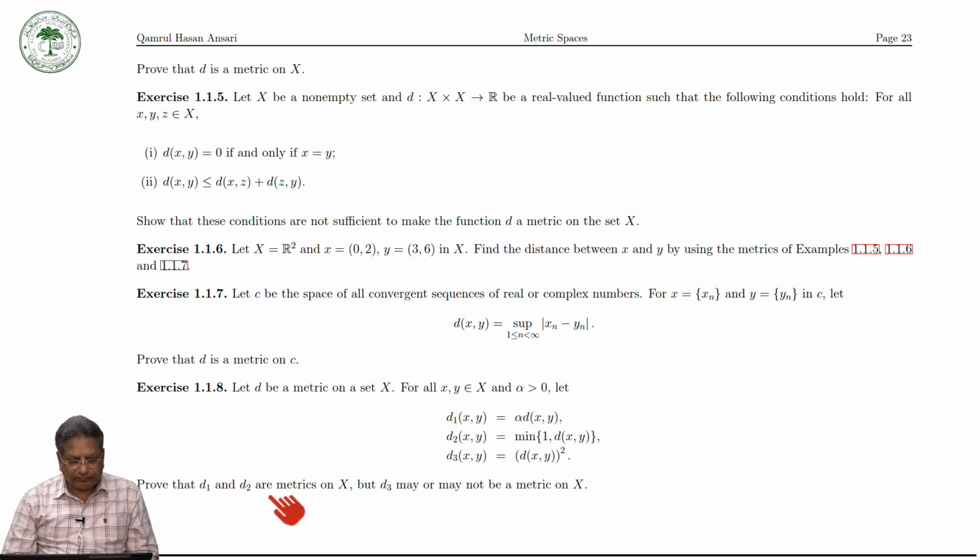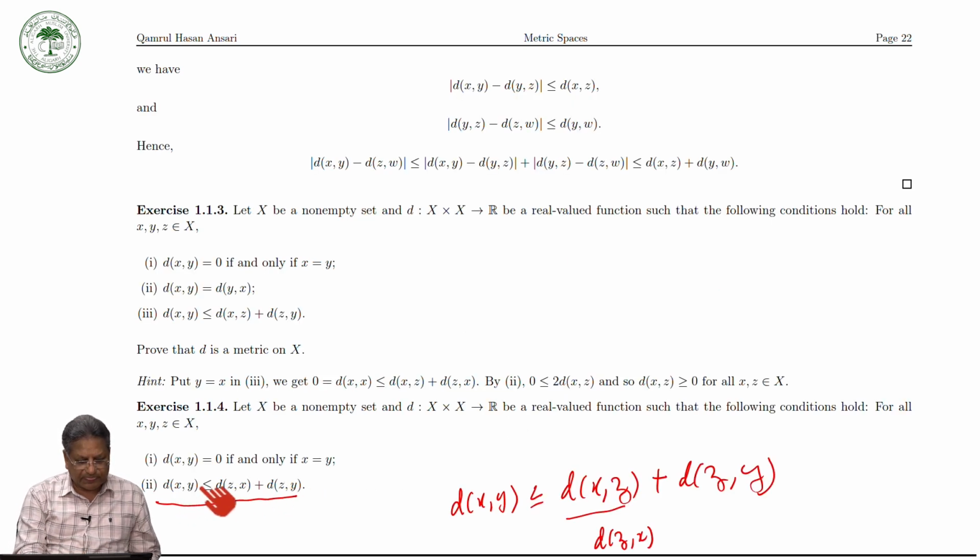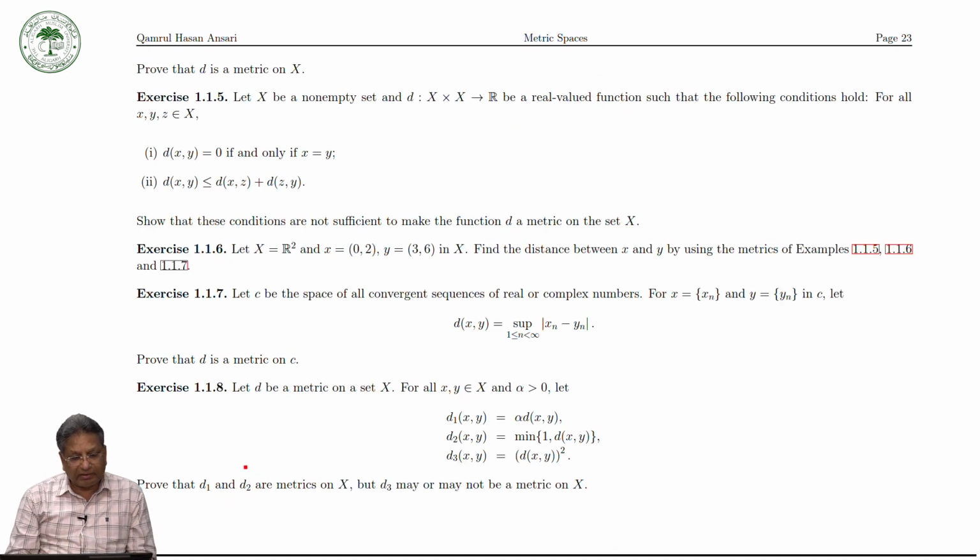Now, instead of this dxy is less than or equal to dz, if I put here dxz, even then it would be a metric. So if D is a function defined from X cross X to R, satisfying the following conditions: dxy is equal to 0 if and only if x is equal to y, and dxy is less than or equal to dxz plus dzy.